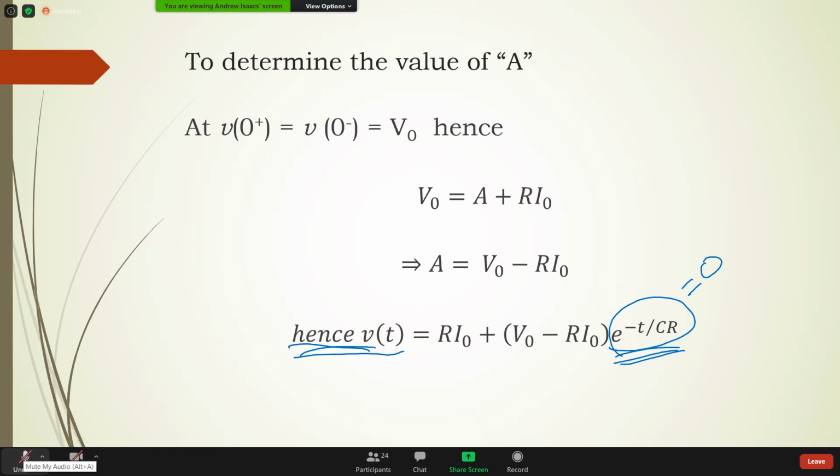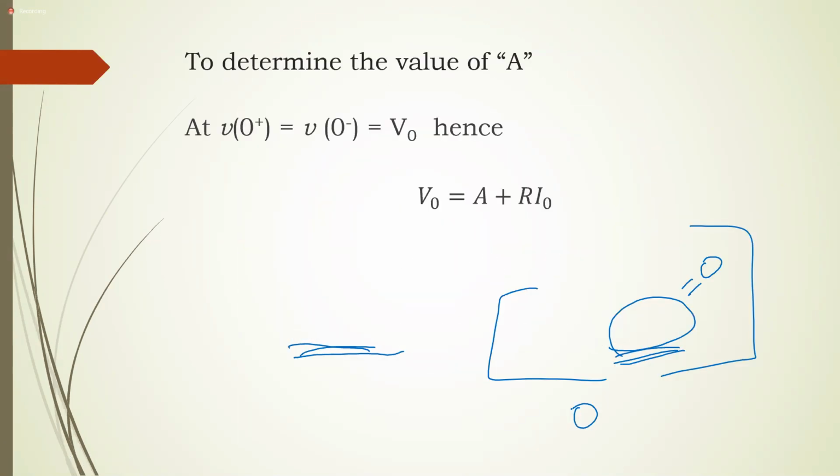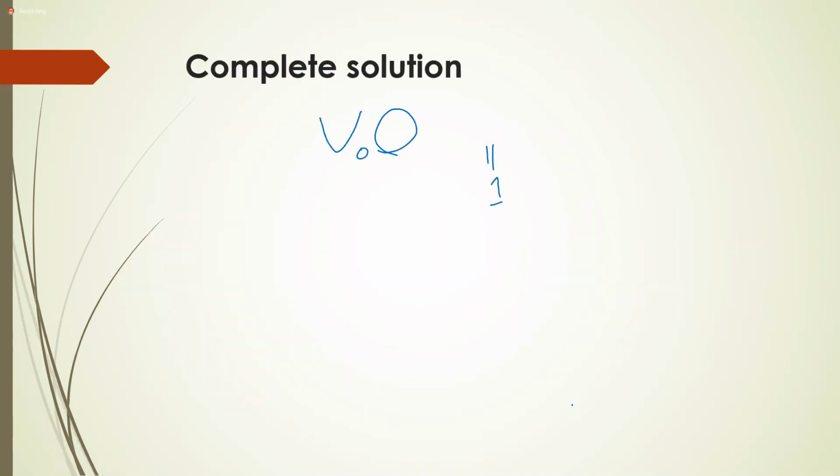If this is 0, what is all of this equal to? Zero, sir. So what is Vt? R I0. All right? The reason I ask you all to keep an eye on the circuit. Let's go back to the circuit.